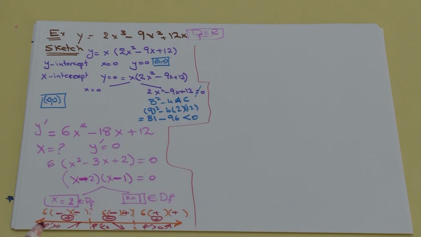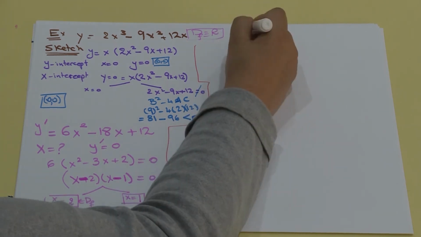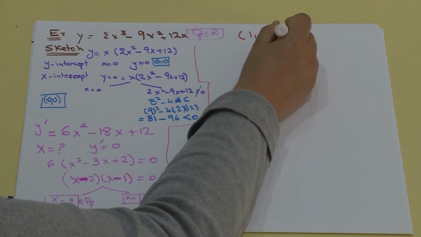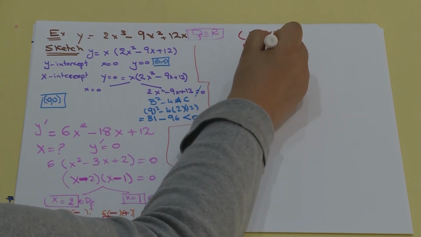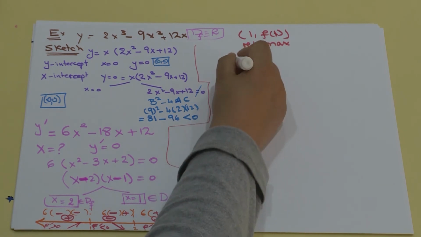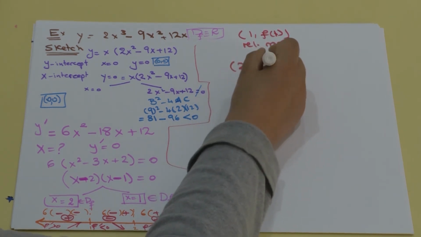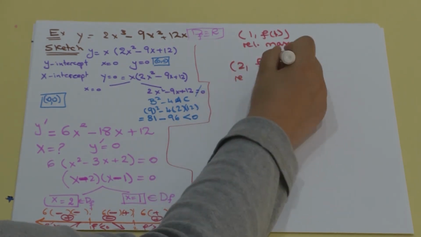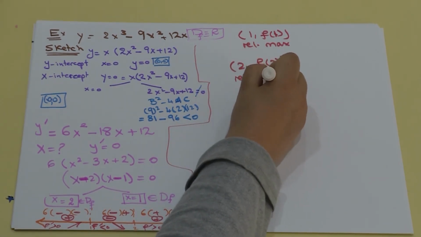The function is increasing to the right of 1, then decreasing. At the point 1 and f of 1, we have a relative maximum. To the left of 2 and to the right of 2, it's decreasing and then increasing. So at the point 2 and f of 2, we have a relative minimum.